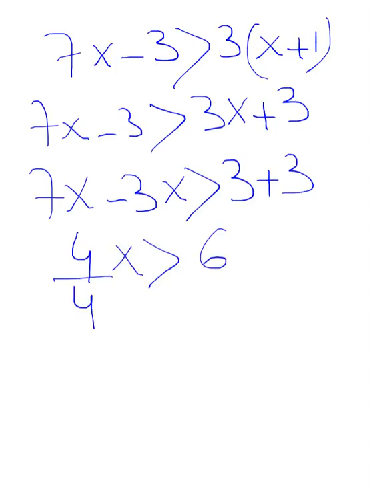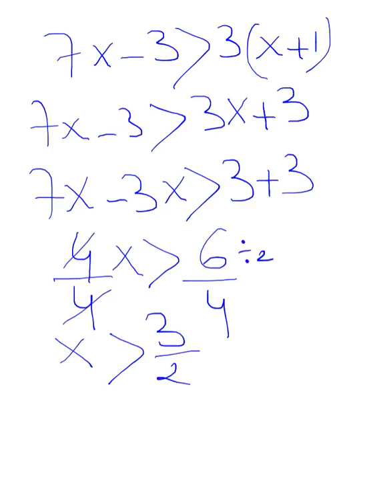Now we need to cancel 4, so we're going to divide by 4 on both sides. So x is bigger than 6 over 4, which we can simplify to 3 over 2. How do we do this? I just divide by 2 in the numerator and denominator, so there will be 3 over 2. And this is the solution here. Now if I want to write it as interval notation, it's going to be from 3 over 2 all the way to positive infinity.